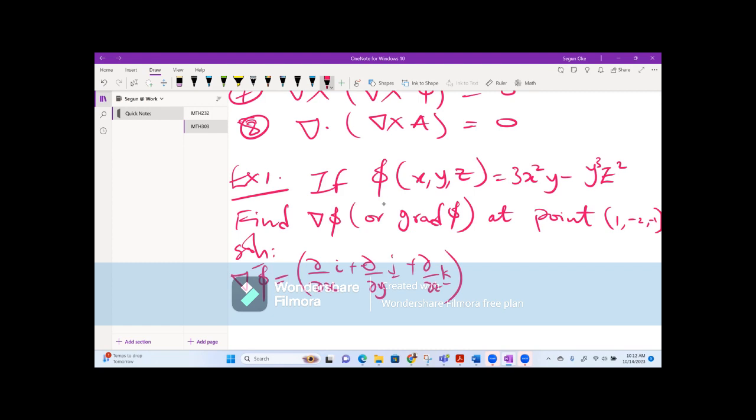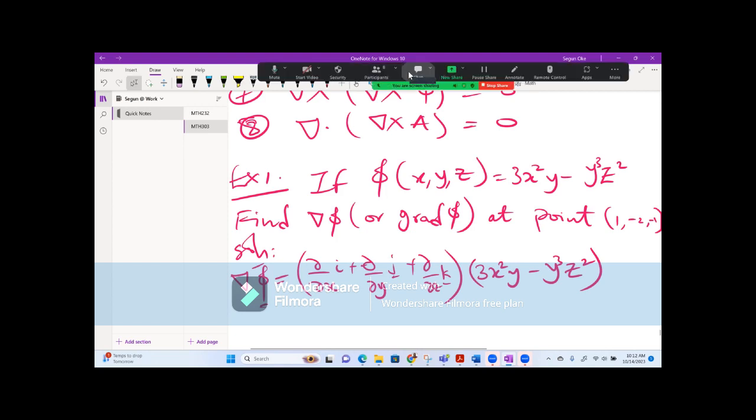Then don't forget this is our phi. It is multiplying the phi, not dots. Don't make mistakes, this is multiplication. It is 3x squared y minus y cubed z squared. So who can tell us what's the difference between dots and multiplication, please?